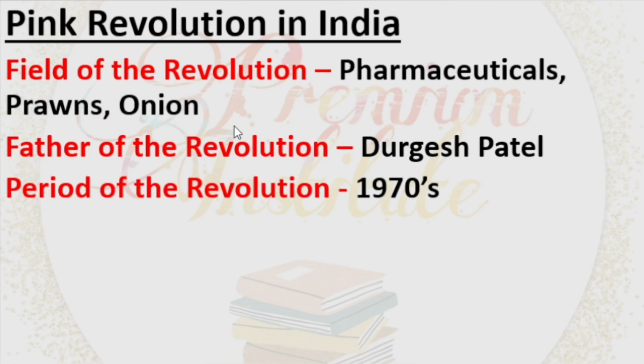Pink Revolution in India. Field of the revolution: pharmaceuticals, prawns, onion. Father of the revolution: Durgesh Patel. Period of the revolution: 1970.